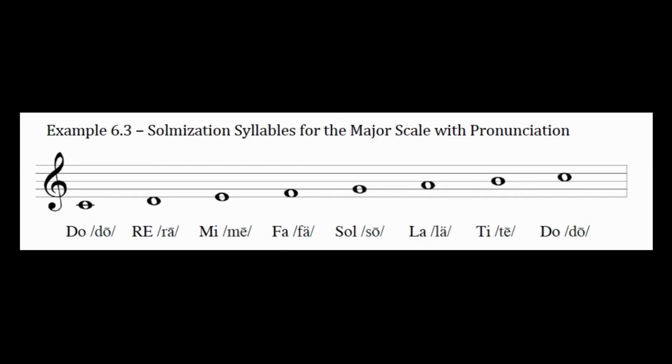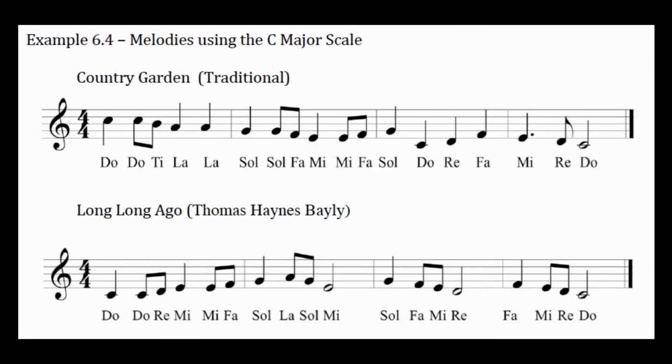There are countless melodies written using the C major scale. The composer allows the notes of the scale to move up and down and incorporates an interesting rhythm, as shown in these examples. You should sing these melodies using the solmization syllables provided beneath the notes.